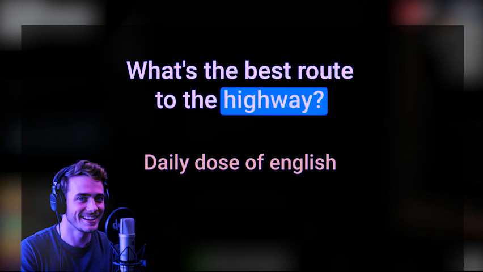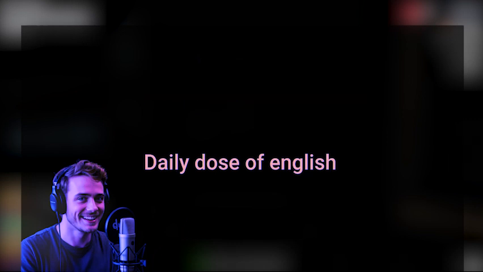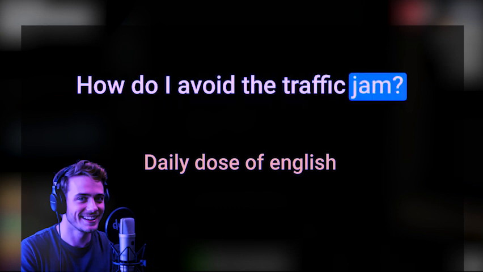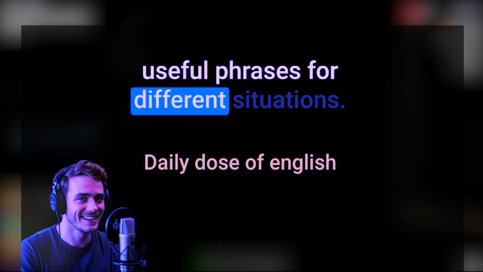What if you need directions while driving? What's the best route to the highway? Now you repeat. Or, how do I avoid the traffic jam? Now you repeat.